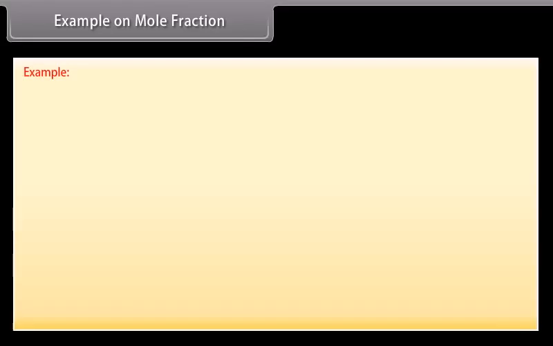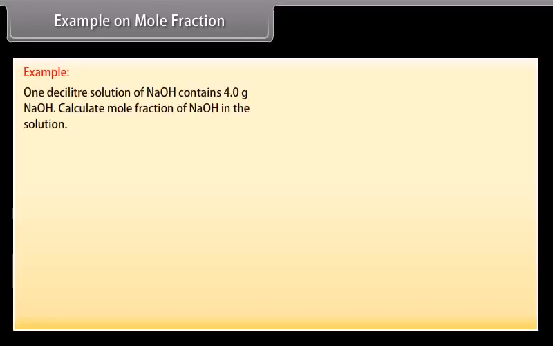Example on mole fraction. Let's take an example of mole fraction. 1 deciliter solution of NaOH contains 4 gram NaOH. Calculate mole fraction of NaOH in the solution. Let's see the solution. We know that 1 deciliter solution is equal to 100 cubic centimeter of solution.